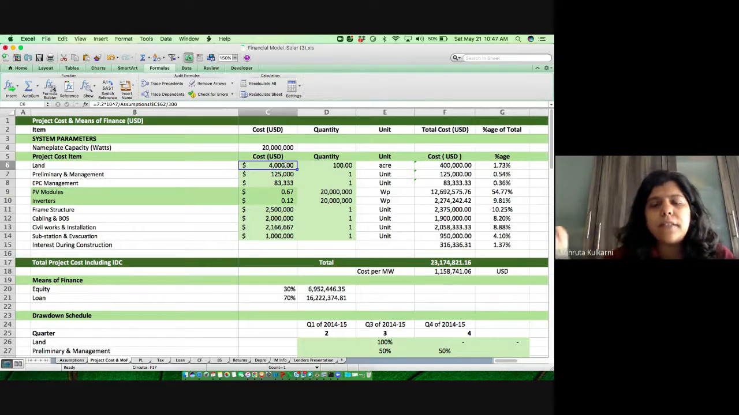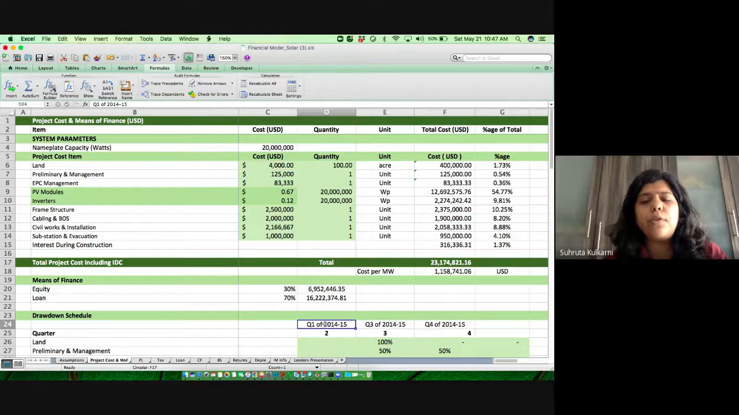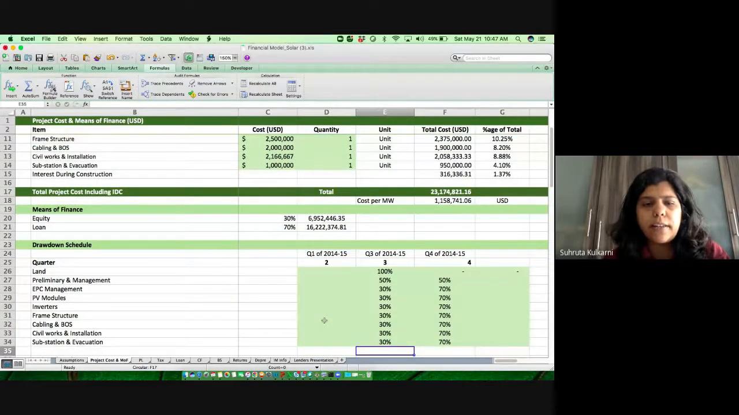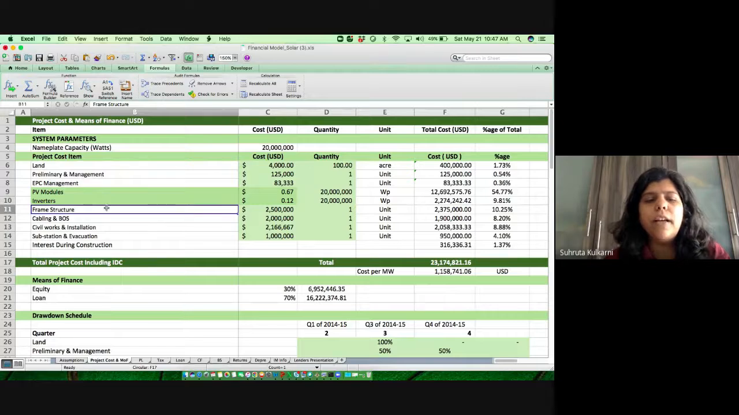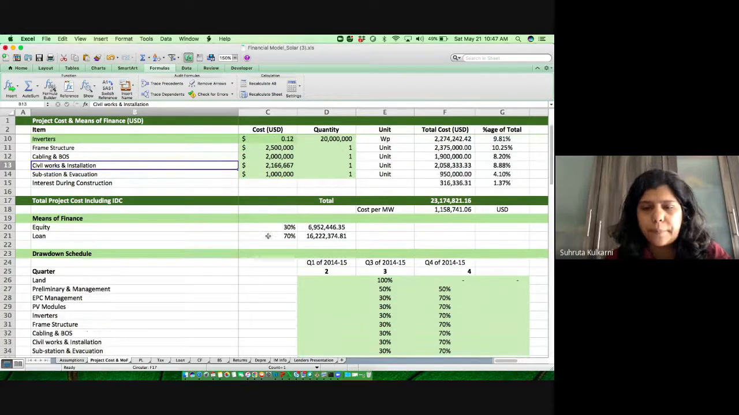And this is similar to what happens to the housing and education loans that we take, right? Typically, there is something called drawdown, right? How much am I going to draw down every quarter or every month? And hence, here, I've broken all the cost elements: land, preliminary and management, EPC, modules, inverters, frame structure, and so on. So I've broken everything down, right? In terms of what is the individual cost.